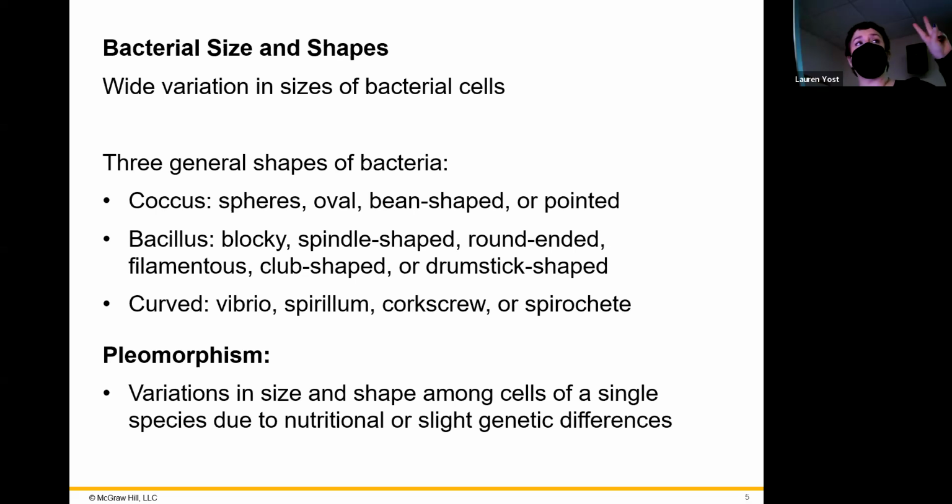In fact, these terms, you've probably already heard them, right? You guys have already heard coccus. Like most people know Staphylococcus aureus.